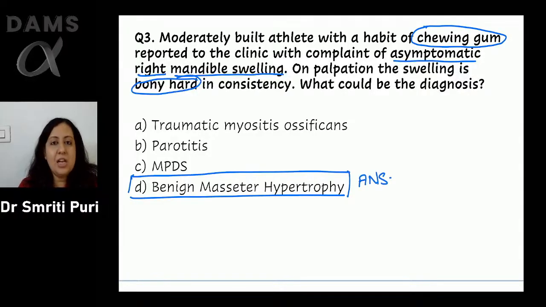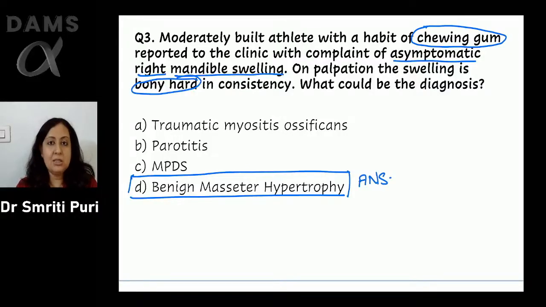Okay. Now, traumatic myositis ossificans. For traumatic myositis ossificans, there has to be a history of trauma. Right? There will always be history of trauma or injury to that region. Okay. Parotitis is an acute infection. The patient will have acute systemic conditions like fever, swelling which is tender, overlying temperature is raised, there is associated erythema, alright, all such things will be there in parotitis.